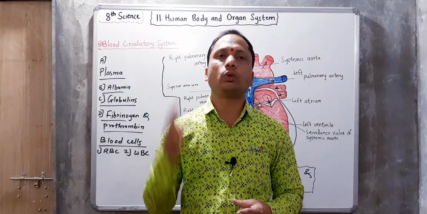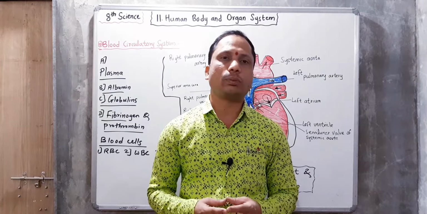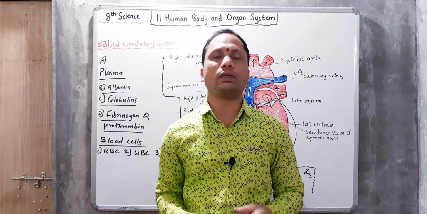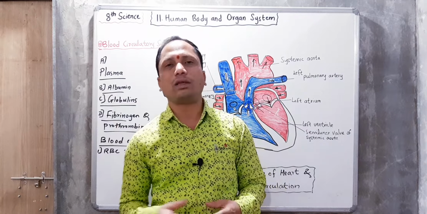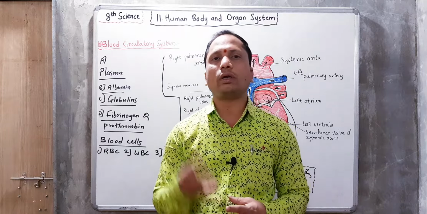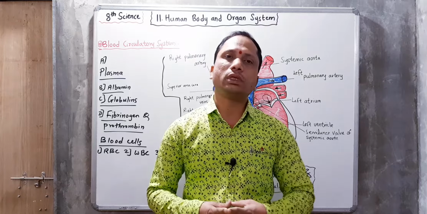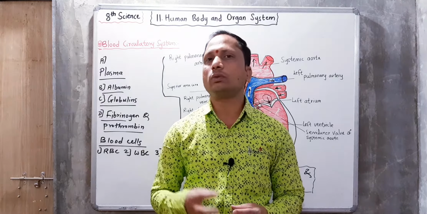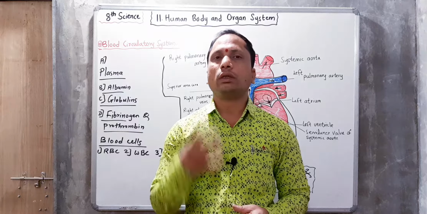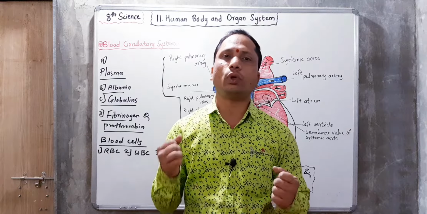WBCs are known as protective cells. They protect the body from pathogens, harmful bacteria or viruses, and they kill all the bacteria or viruses which enter our body and cause different types of diseases. They do the work of protection. They try to keep the body healthy and maintain the body condition very good.